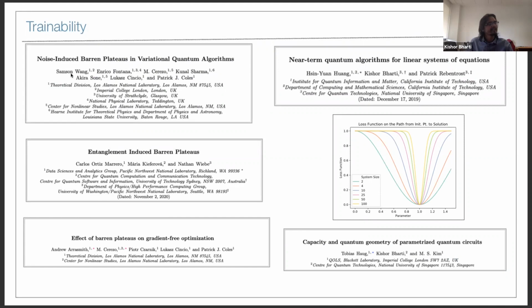In the NISQ era, you can have noise-induced barren plateau, you can have entanglement-induced barren plateau, and also the gradient-free approaches seem to be not very good in these scenarios. One of the arguments which many people put is that maybe gradient-free optimization can help in some way. But the way gradient-free optimization works, for example the simplex kind of methods, is that they take 3 points.